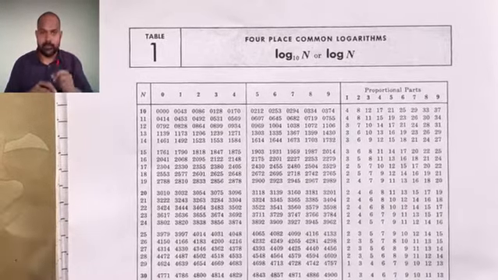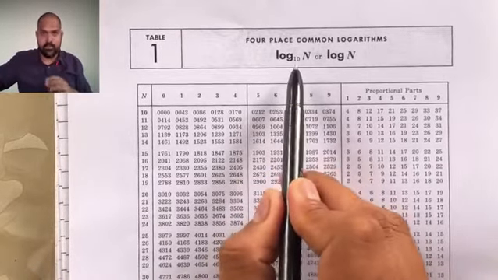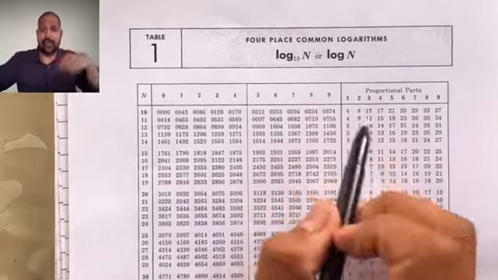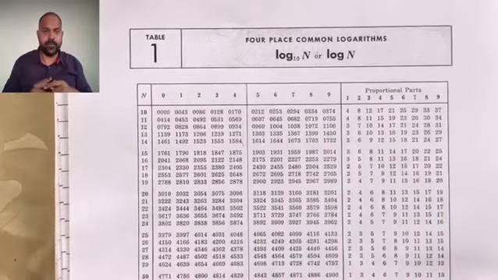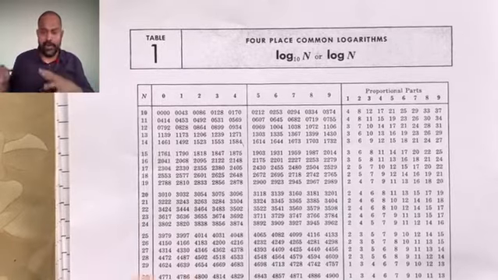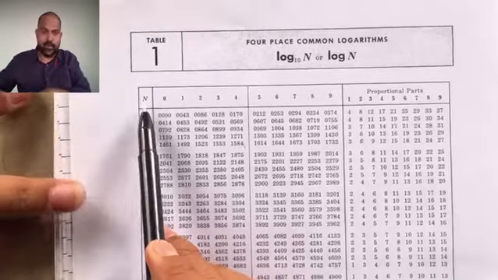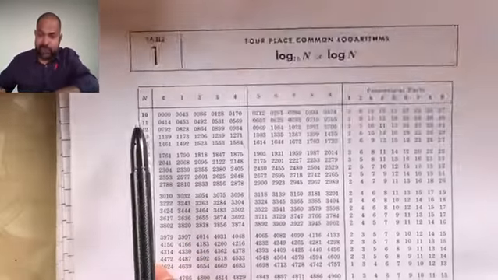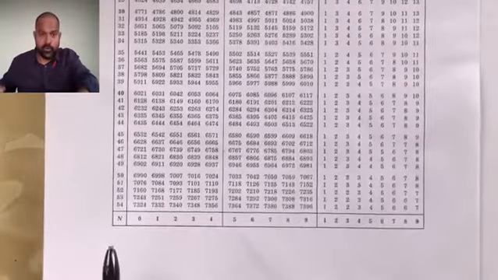Your log table says log of n. There is a 10 at the bottom. Forget that. Look here, log of n. We are trying to find log of some number n. How are we going to do that? Well, this is the table. So I'm going to describe the table to you first. The table has an n that starts from 10 on the first page and keeps going up till 54 on the first page.